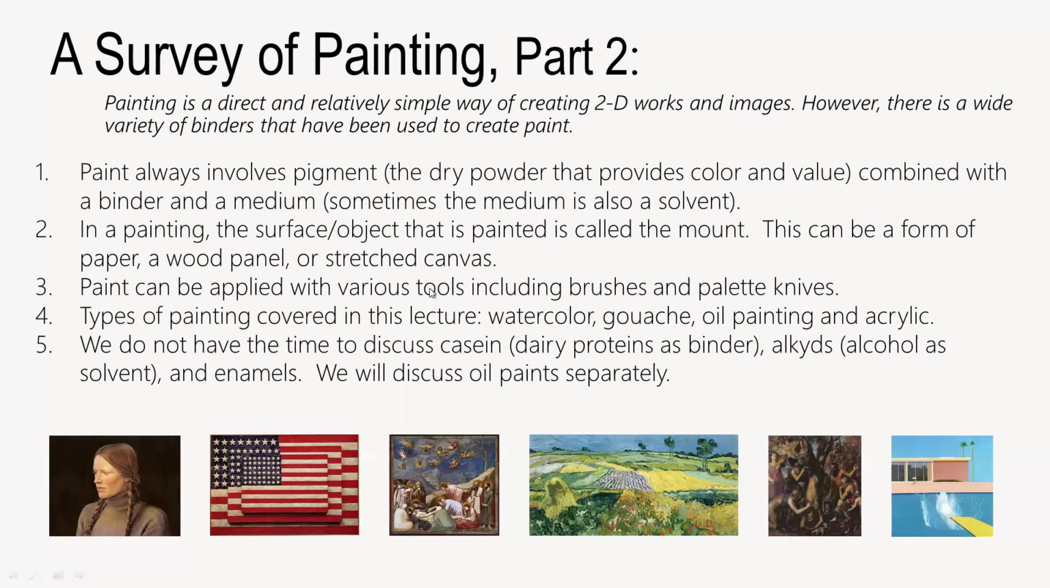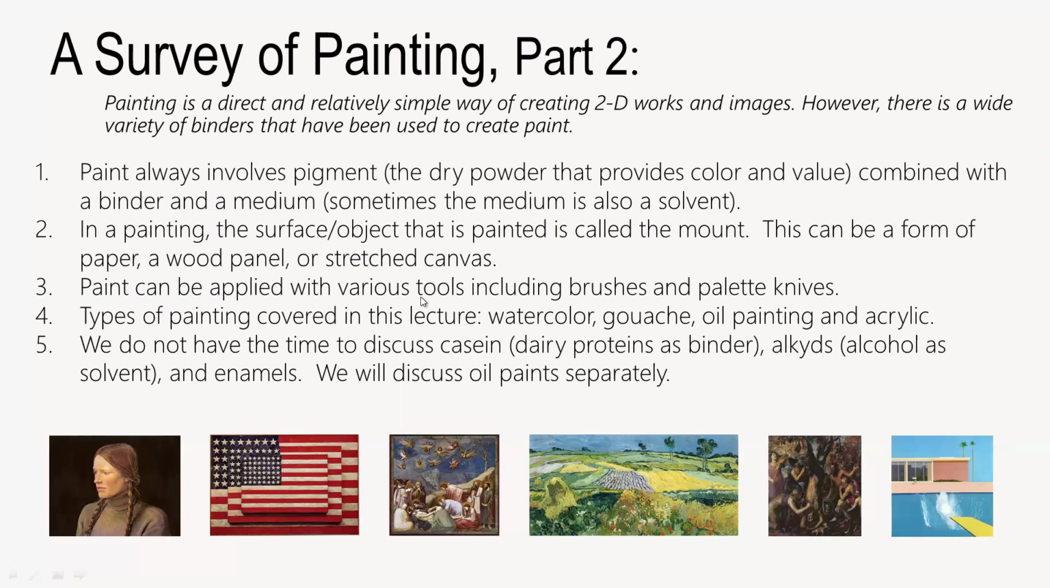The first lecture was on the three most ancient forms of painting: fresco, encaustic, and then tempera. And with tempera, we talked briefly about the relationship between tempera and oil painting. For this lecture, we're talking about the more modern forms of painting: watercolor, gouache, oil painting, and acrylic. That's actually four, really, when you think about it. But I think of watercolor and gouache as a set because they're very similar.